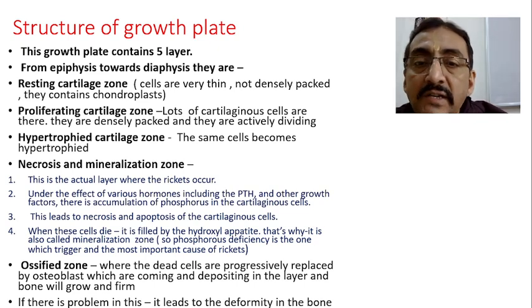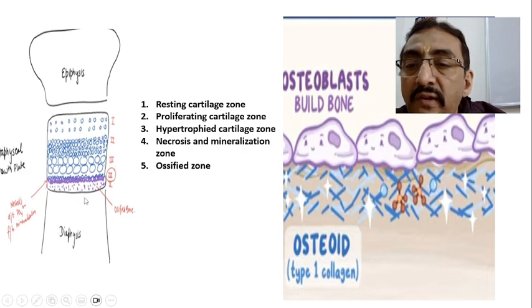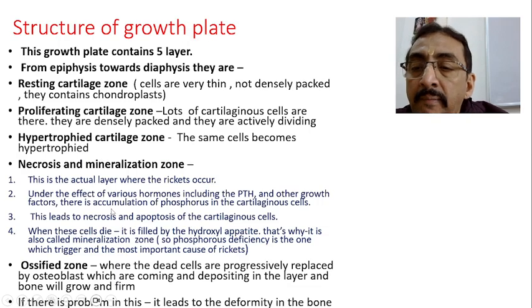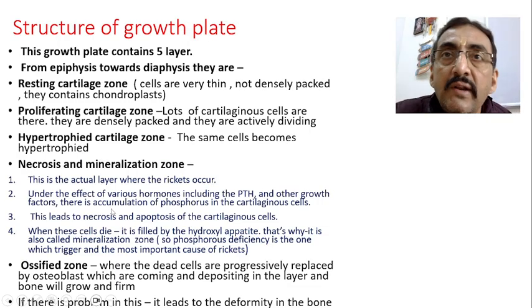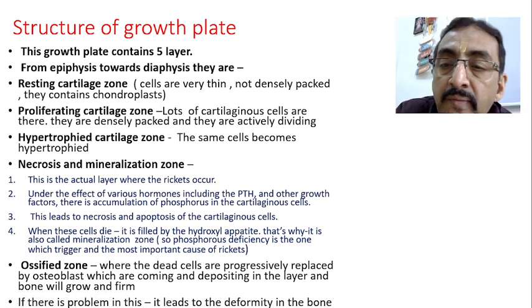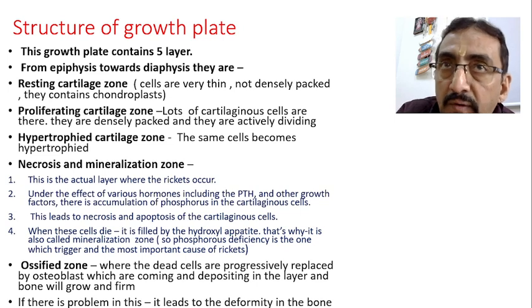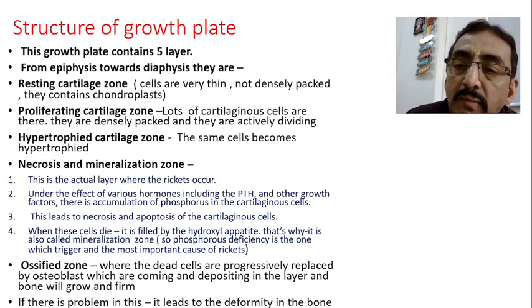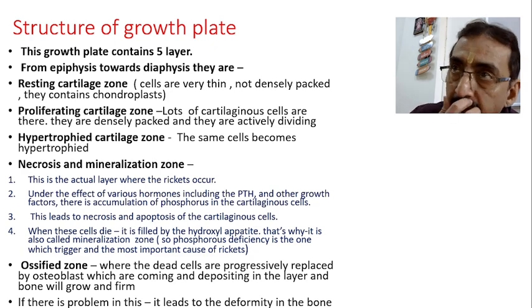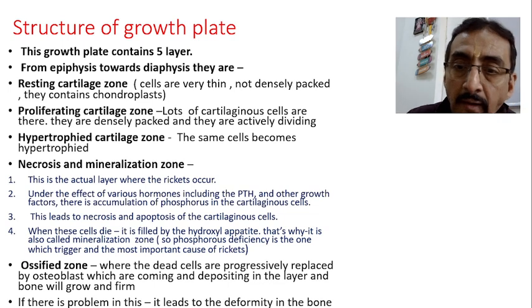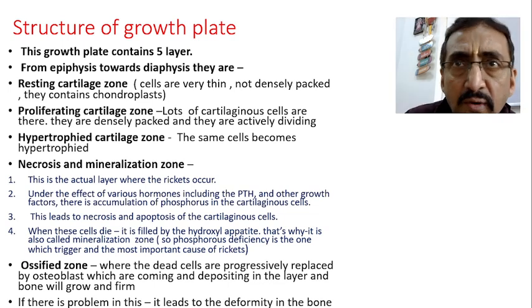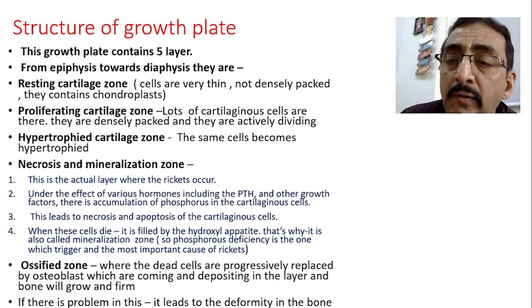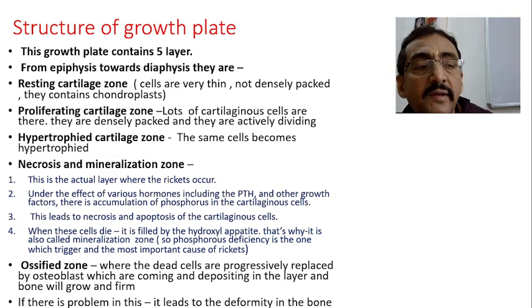Now the last layer which is present over here is the ossified zone. In this area the mineralization has taken place already, and later the dead cells are progressively replaced by the osteoblasts, which are coming and depositing in the layer, and then the bone will grow. Osteoblasts give the firmness, the bony texture, because an osteoblast is nothing but a bony cell. So if there is a problem in this, it may lead to deformity of the bone.